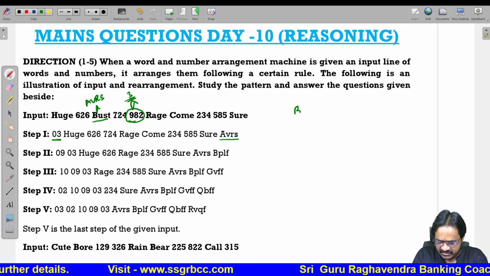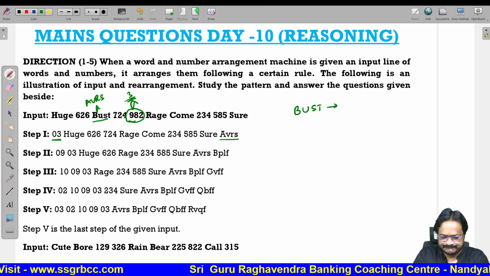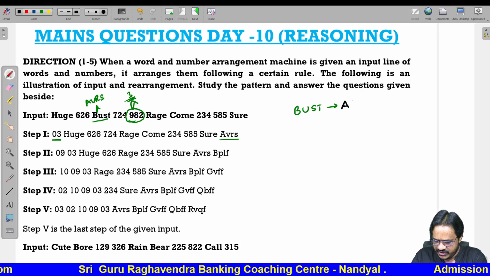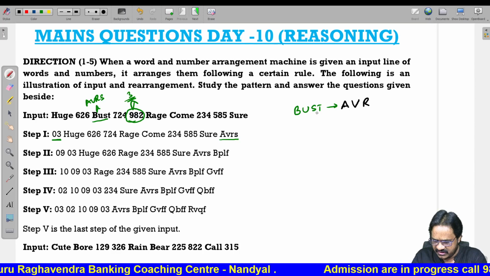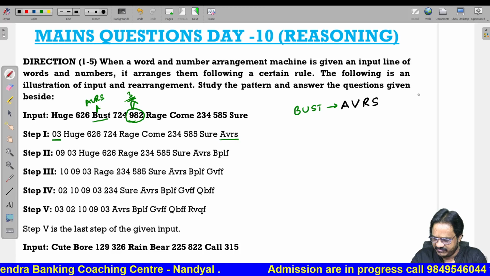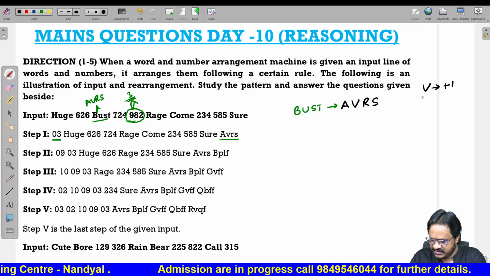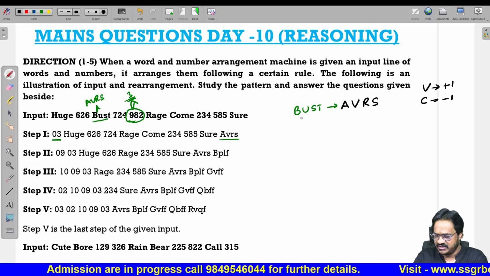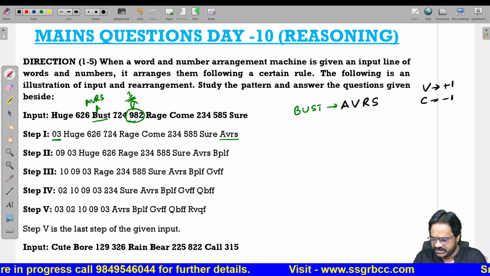Now let us take burst. How are we writing AVRS? Burst: B, previous letter A; U, next letter V; S, previous letter R; T, previous letter S. That means if it is a vowel, we should take the next letter. If it is a consonant, we should take the previous letter. B is a consonant, previous letter A; U vowel, next letter V, like that.